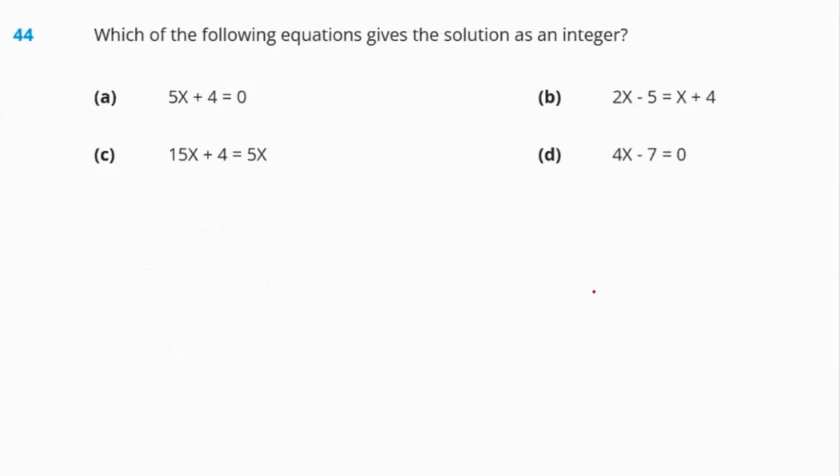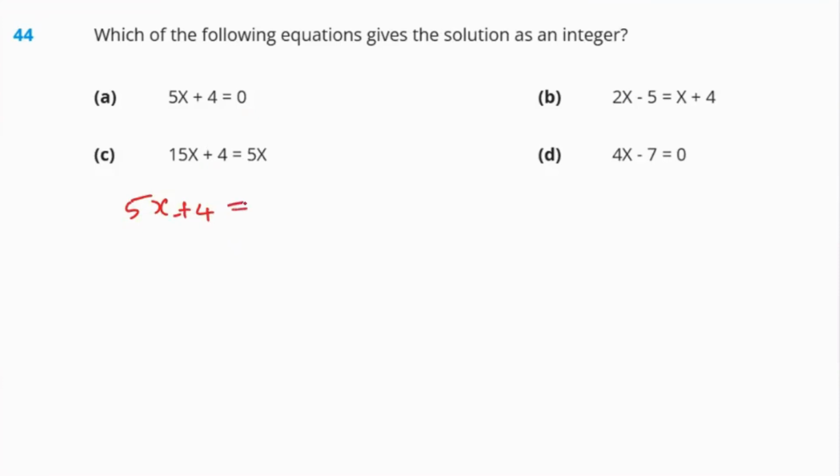Which of the following equations give the solution as an integer? Okay, we will check the first one. We have to get it as an integer, meaning 0, minus 1. Integers consist of negative values, positive values, and 0 also. So we have to get the number as an integer only. In which of these four cases are we getting the answer as an integer?